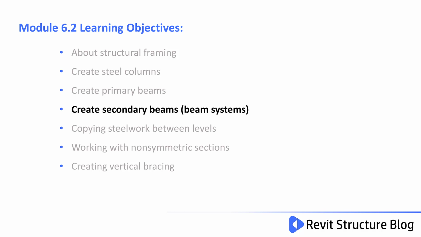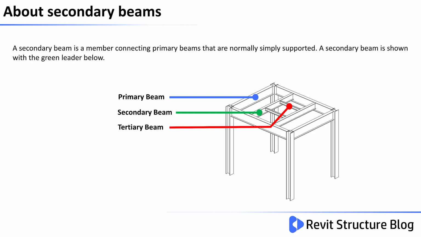In Module 6.2, you create secondary beams and also learn about beam systems. A secondary beam is a member connecting primary beams that are normally simply supported. A secondary beam is shown with the green leader in the image below.